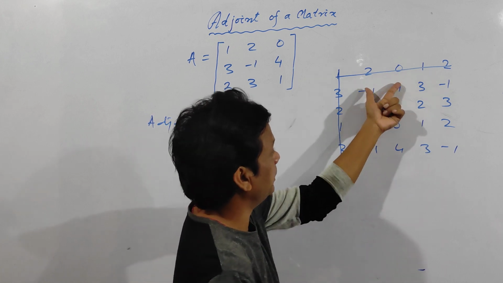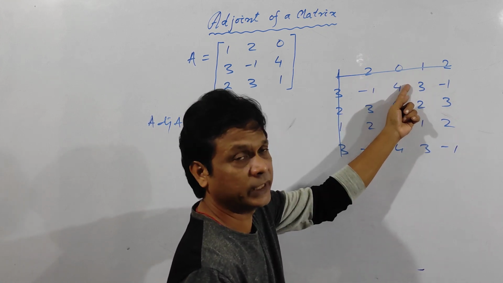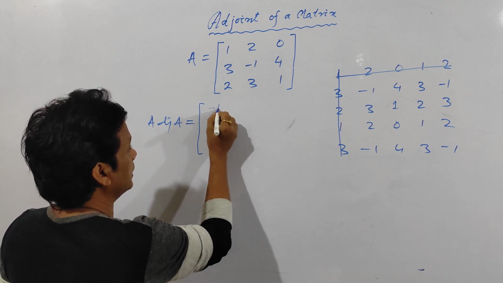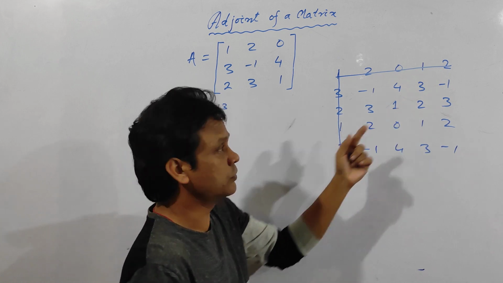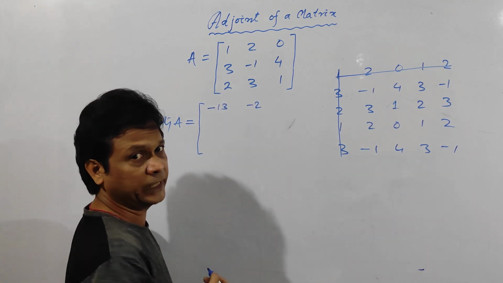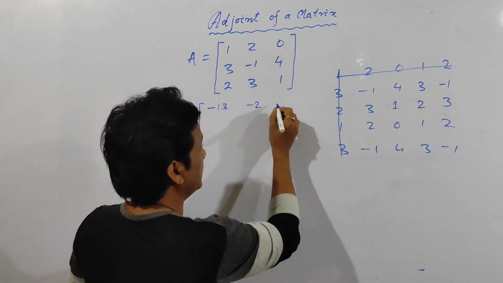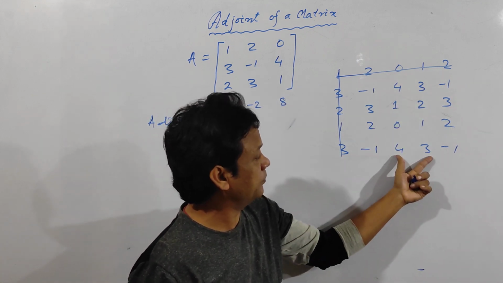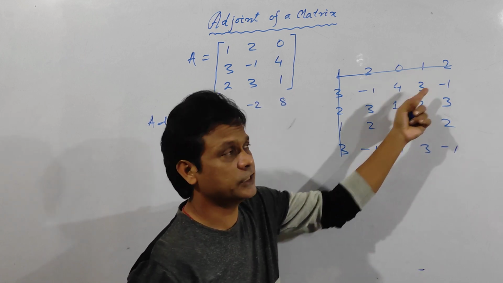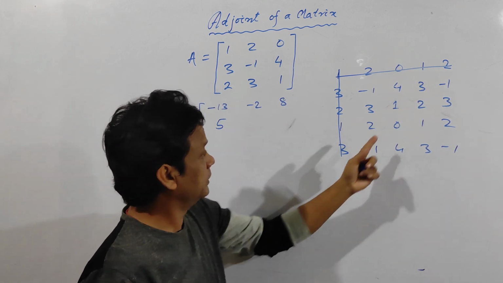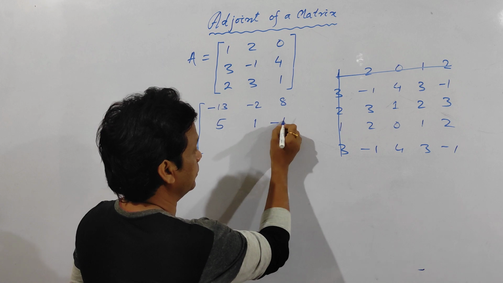Clear? So, simply the determinant of these two is minus 1, minus 12. It is minus 13. Then, these two: 0, minus 2. It is minus 2. Right here in the first row I am writing 2. 2 into 4, 8, minus 0. So it is 8. Then come to the second part. Determinant of these two: 8 minus 3, it is 5. So write it here, 5. Then 1 minus 0, it is 1. Then 0 minus 4, it is minus 4.